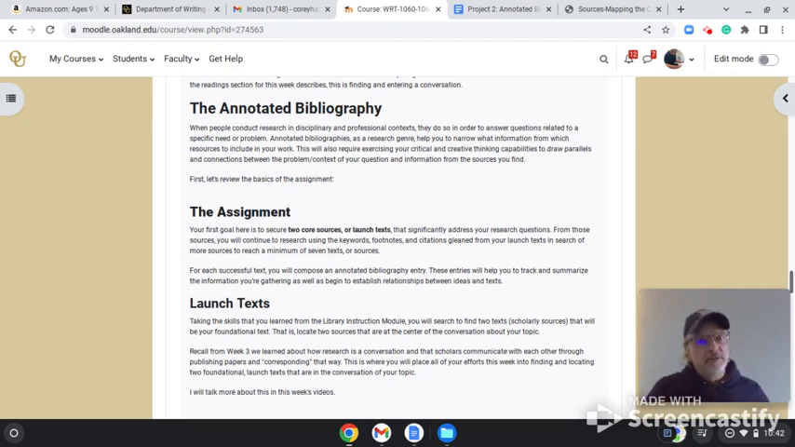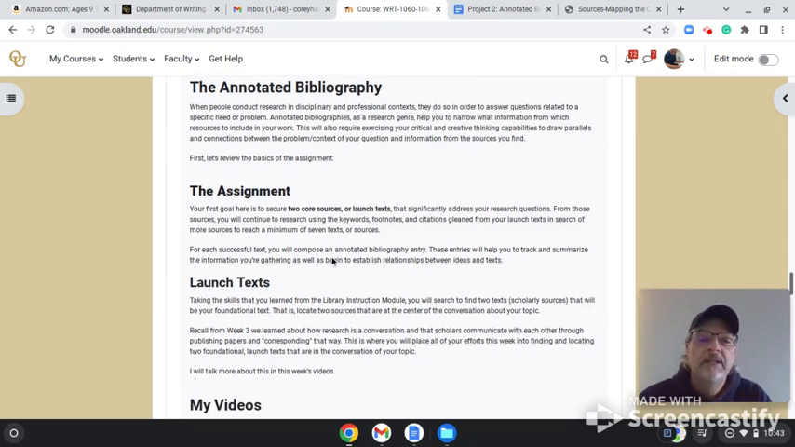Oftentimes then we try to find other sources, and that can sometimes be challenging. But one of the things I always encourage students to do, especially if you find those 2 launch texts, is look at who they're quoting. Especially in the sections of the paper that are really key to what you're talking about. Who are their sources? Who are they quoting? Who are they paraphrasing? Who are they referencing? Look at those particular sections and see if the sources they're quoting, paraphrasing, or referencing also work for you. A lot of times we can find additional sources that way. Not always, but often we can. So I always encourage students to look at that.